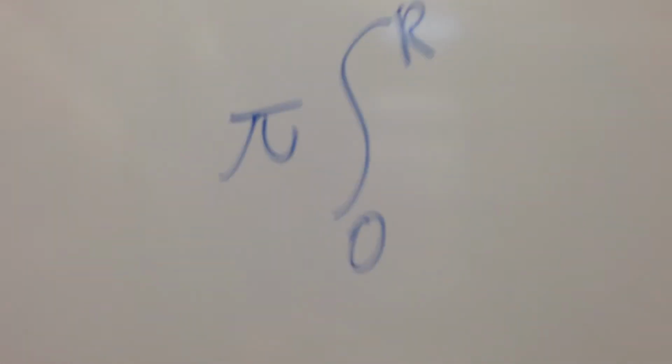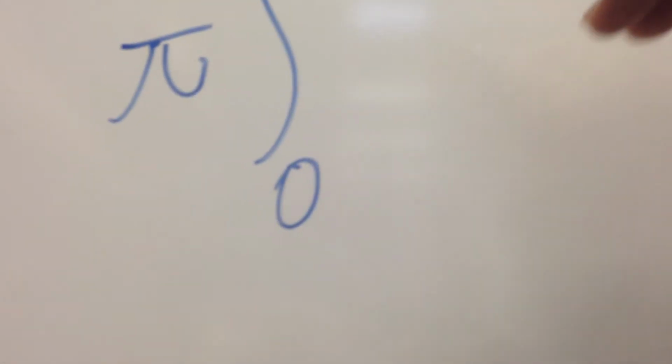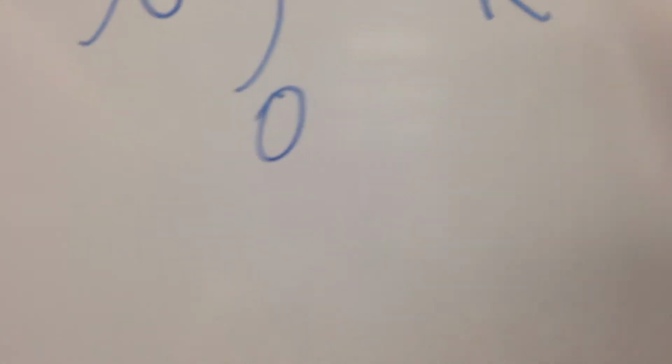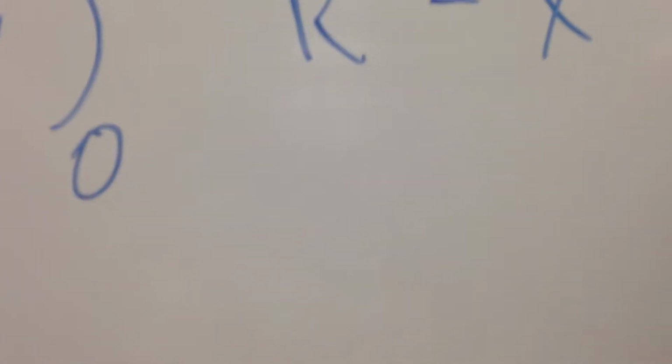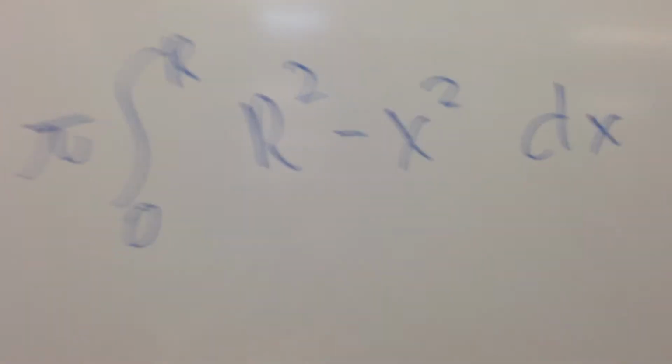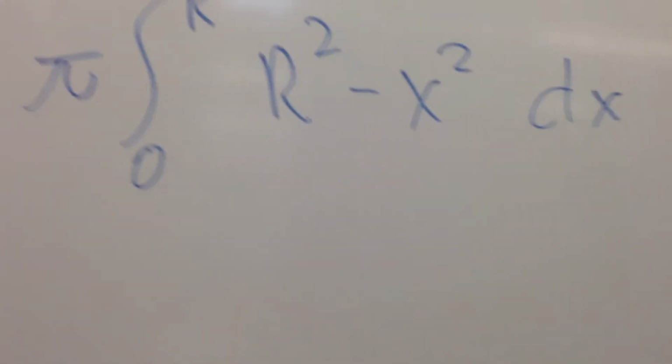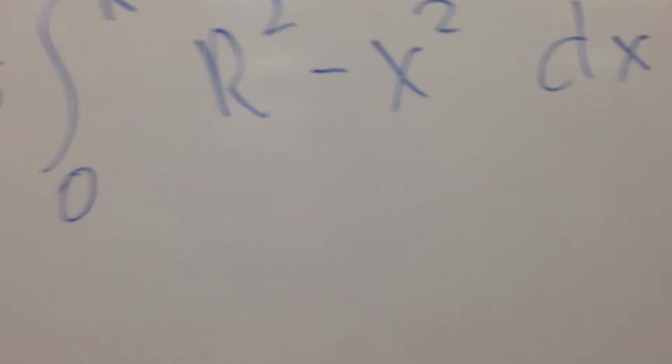There we go again, the definite integral. So the definite integral from 0 to r of pi, because we want a constant on the side, r squared minus x squared dx. Fair enough. Then what are we gonna do next? We're gonna take the integral of this thing.